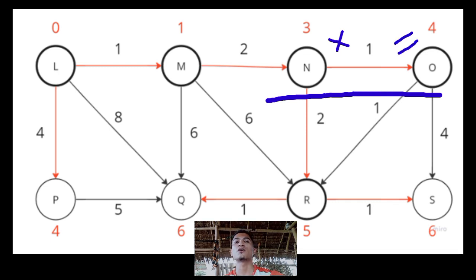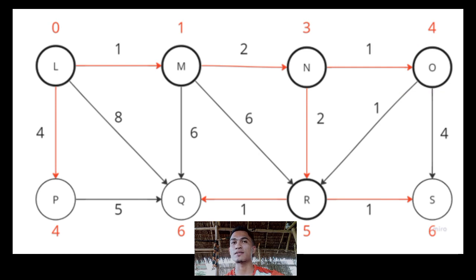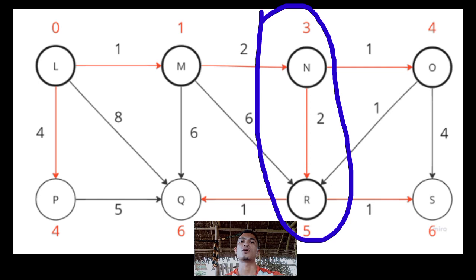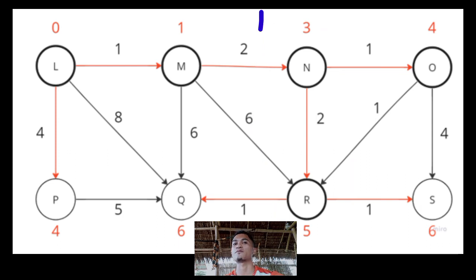Now, in the highlighted red color, we go back to N. The distance from N to R is 2. To come up with 5, we add the 3 at N and the distance of 2. So 3 plus 2 equals 5.